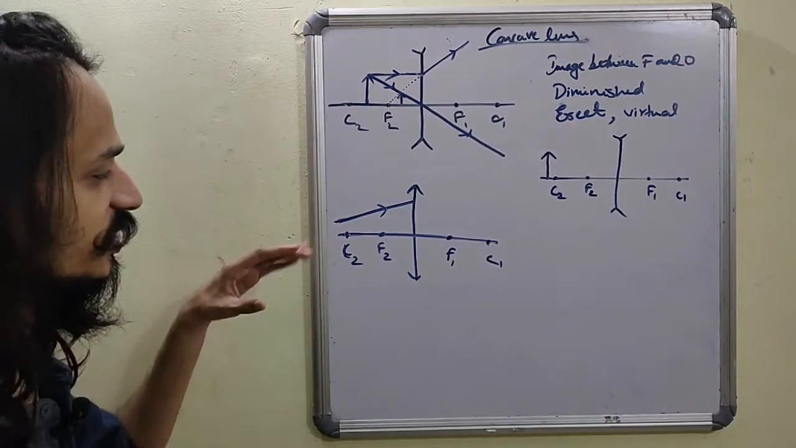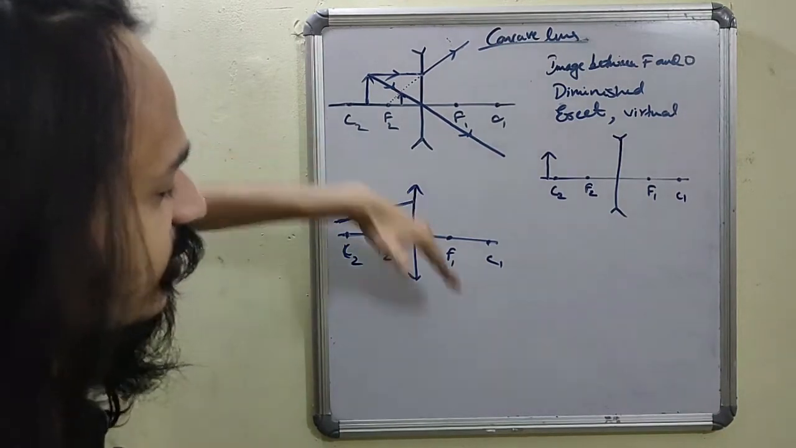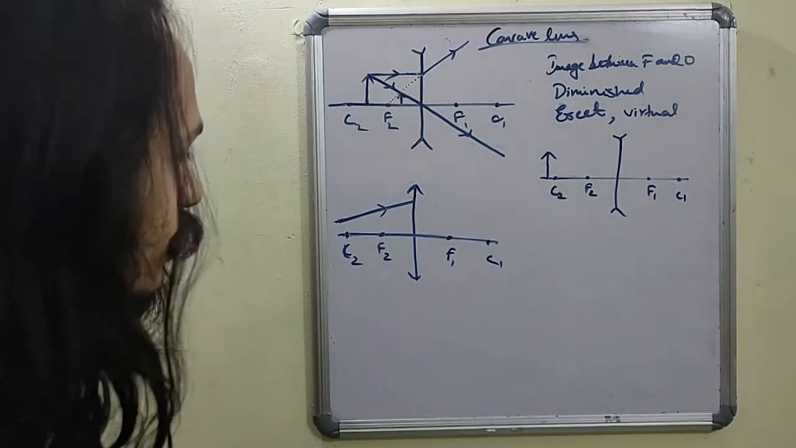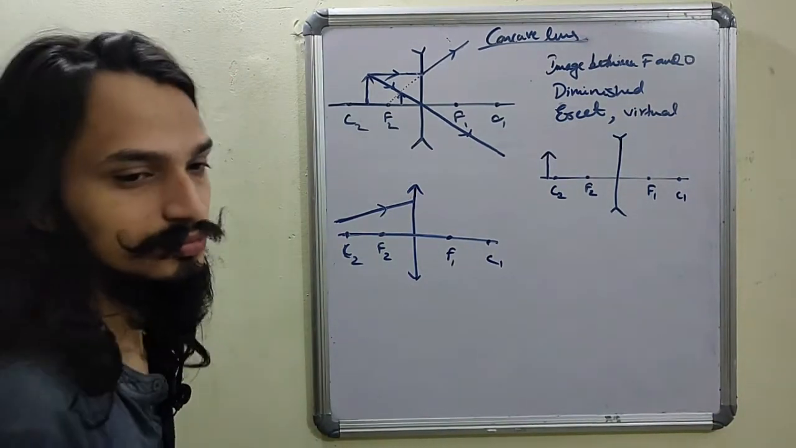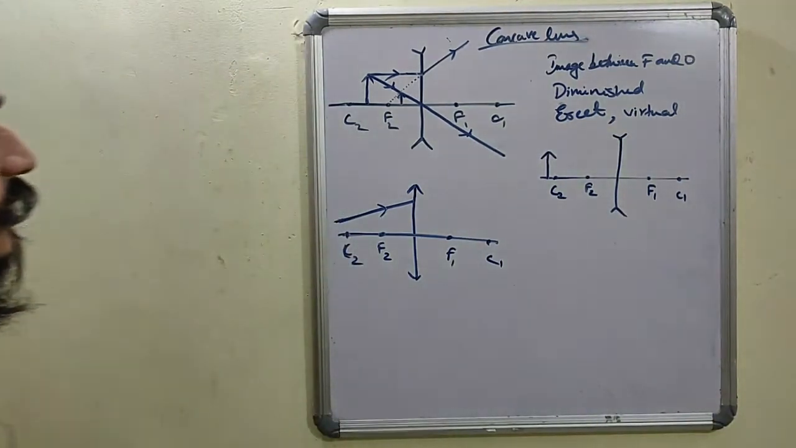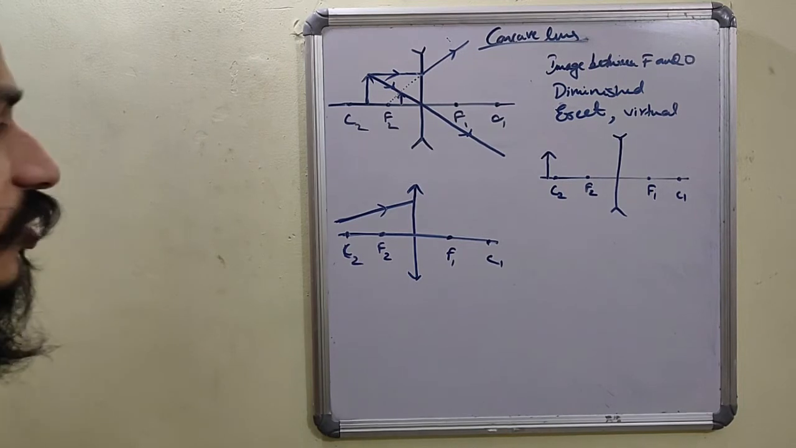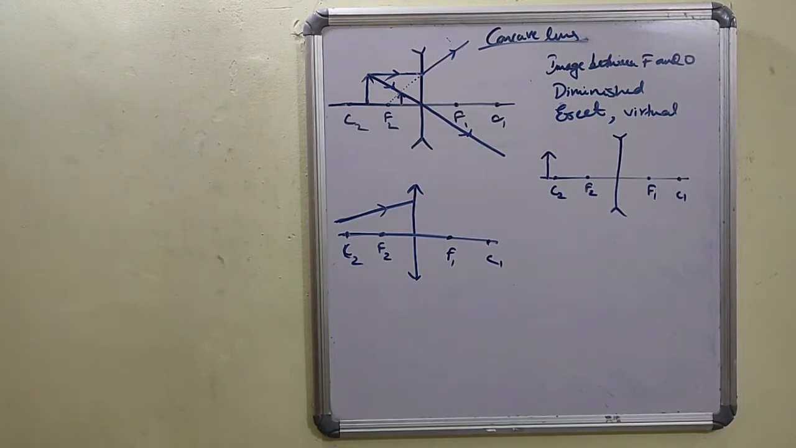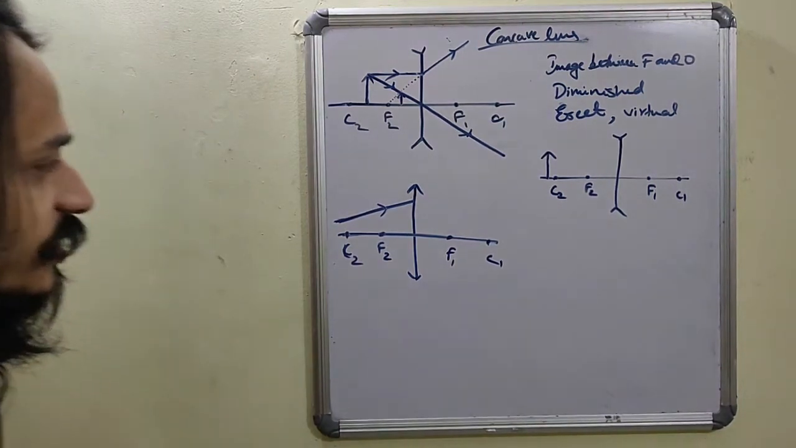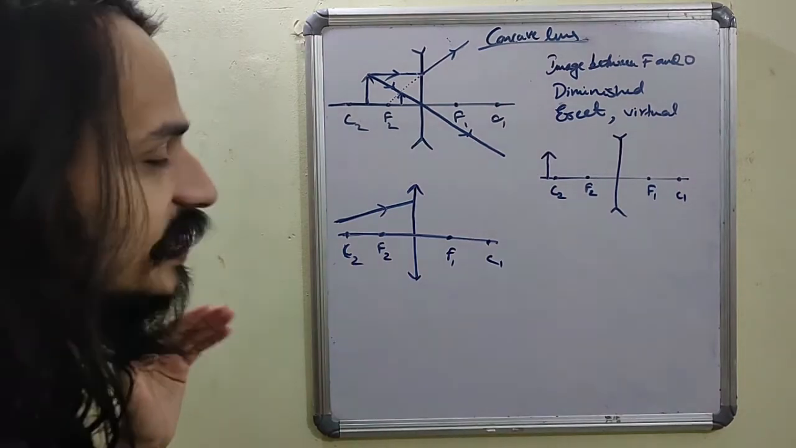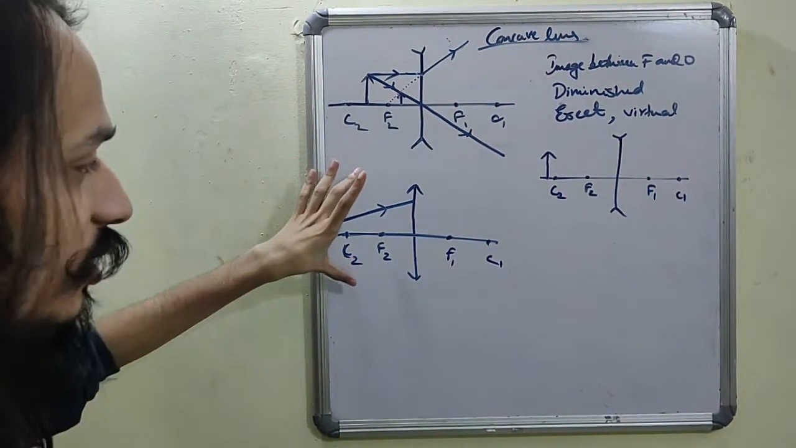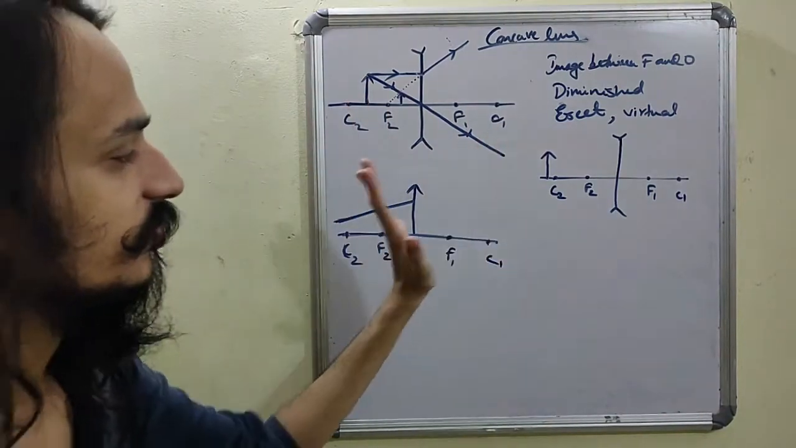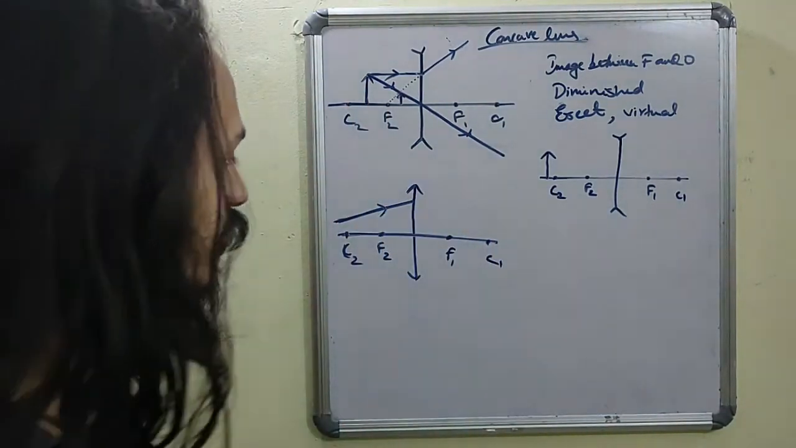Okay, see, it is not parallel, so I can't say it will go through F, right? So how will I finish this ray diagram? Okay, it is simple enough, not very difficult. For a case like this, first we'll take a normal. We know that for a convex lens, the image will be formed on the other side, right?